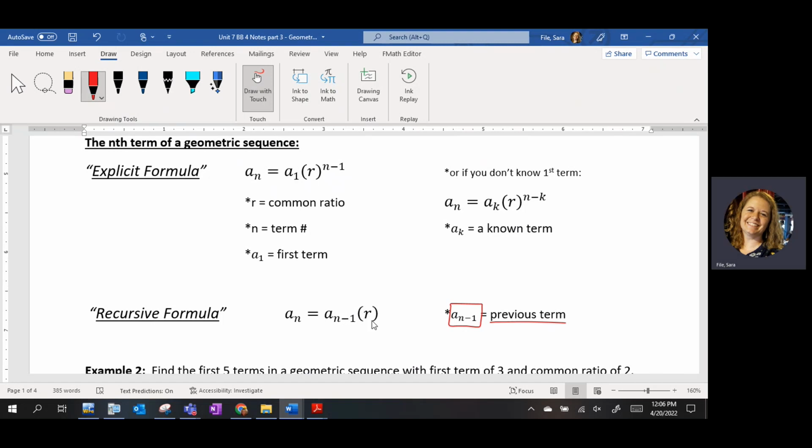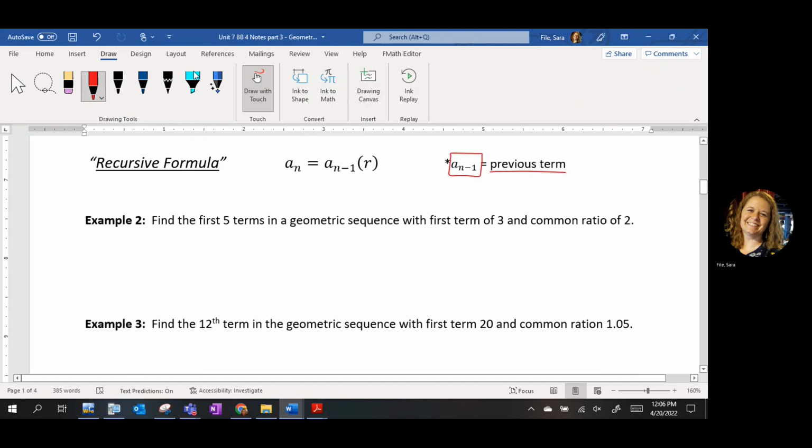You just take the previous term times r. So if your ratio was 3, it's saying just take the term times 3 and take the new term times 3 times 3 times 3. It's just recognizing the pattern. So we're going to practice that in the next couple of examples.